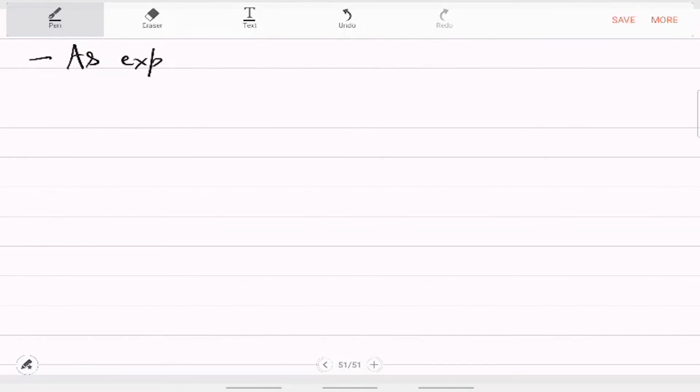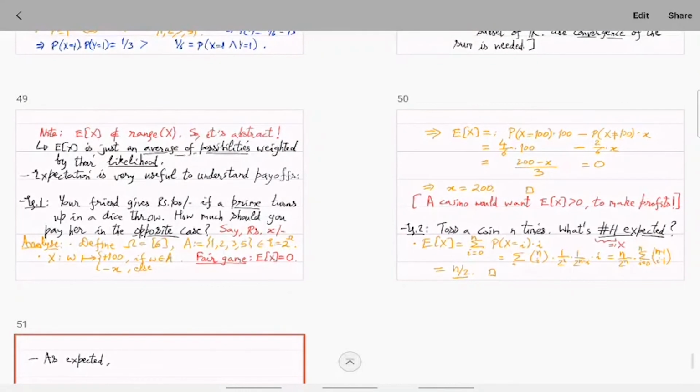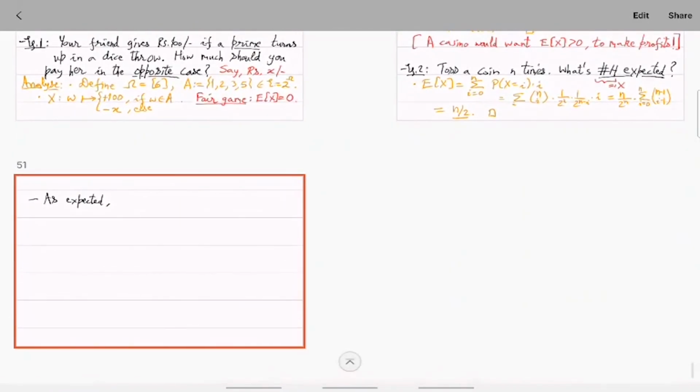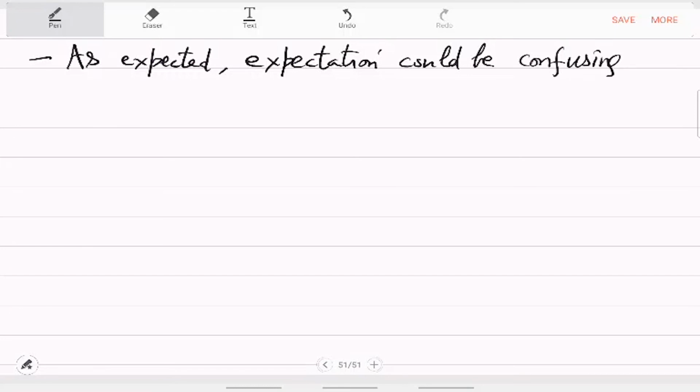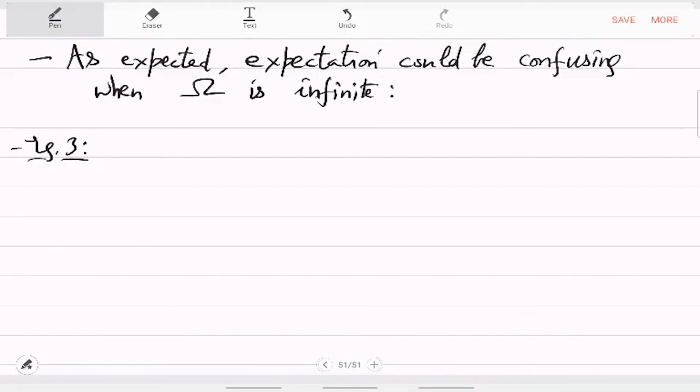So as expected, till now the examples we saw were finite. It was very discrete, so there was no problem in the definition of expectation, no convergence or divergence issues. But expectation could be confusing when the sample space omega is infinite. It is countable, but still it is infinite. So you have to do this infinite sum, a sum over infinitely many values, say infinitely many real numbers or integers. One example of such problems is the one that you face. Okay, we'll do it in a short while.